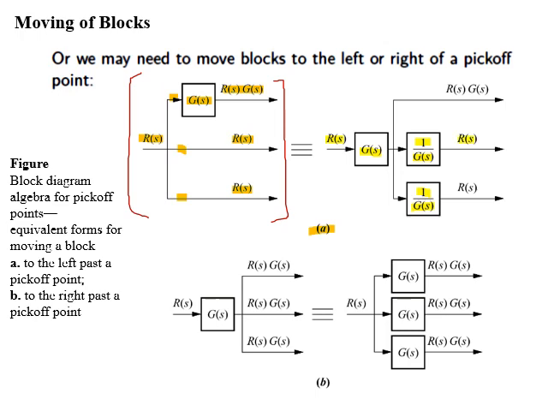Now if you look at figure B, at the input side we have a block with transfer function G of S, and we want to move this to the right side of the pickoff point. After the movement, this system with transfer function G of S will occur in all the branches of the pickoff point, and the output in each case will be the same.